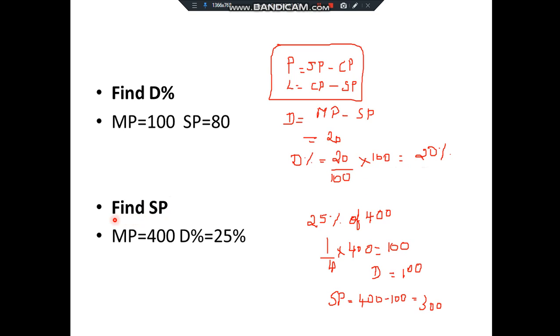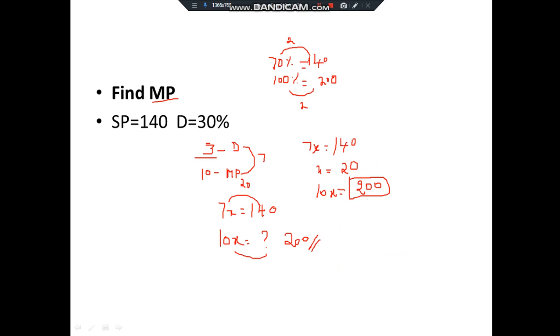Next question, find selling price given market price and discount percentage. You remember solving selling price when cost price and profit percentage is given. The same format you follow here. See, first we'll have to find the discount. How will we find the discount when market price and discount percentage is given? Discount percentage of market price is the discount. So 25% of 400, you will get the value as 100. That is the discount. Okay, so market price minus discount, you will get the selling price. So 400 minus 100, which is 300 is your selling price.